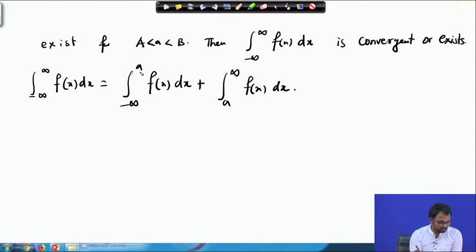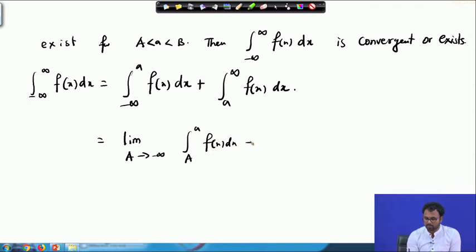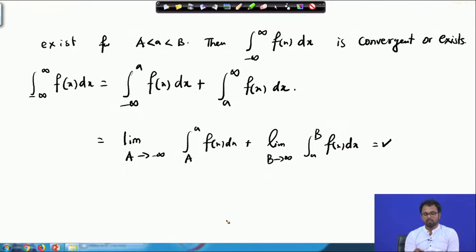So, here I can write limit A goes to minus infinity. So, these two individual limits, from capital A to small a f(x) dx plus limit b goes to infinity, from a to capital B f(x) dx, and if these limits exist, then the value of the original integral would exist. So, with the limit points, these are the three types of improper integral we can come across.